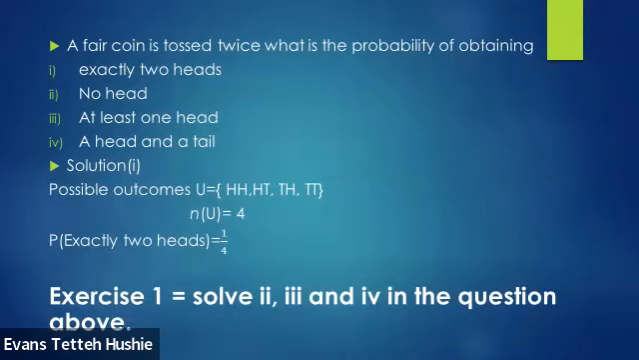So we are saying we should find exactly 2 heads, no head, at least one head, a head and a tail.